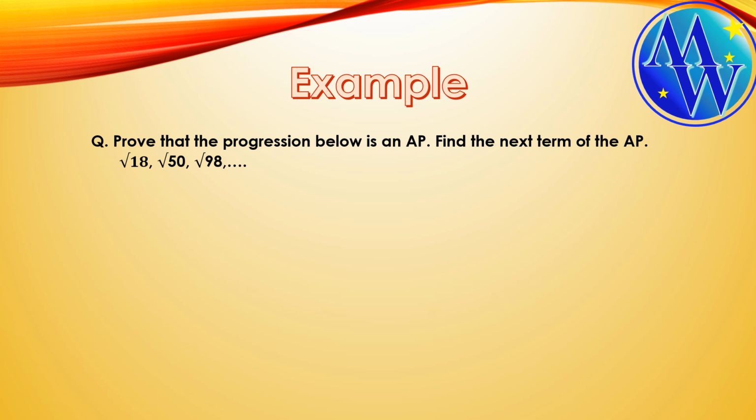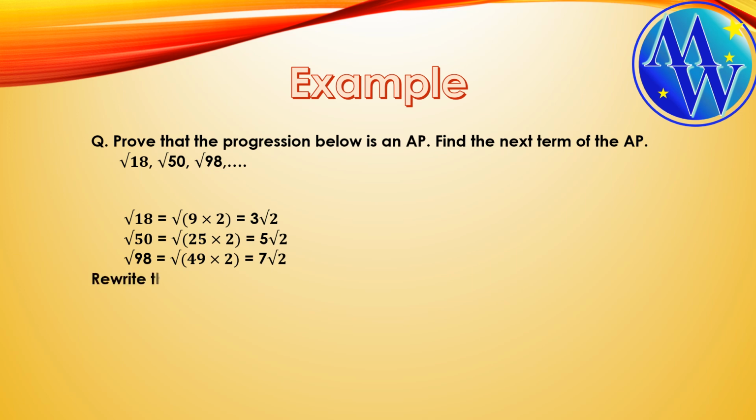But before finding this difference, we can simplify this series. Square root of 18 means square root of 9 multiplied by 2, right? So we can take 9 out of the square root and rewrite it as 3 root 2. Same way, we can rewrite 50 as 25 multiplied by 2, so take 25 outside, so it becomes 5 root 2. And 98 is 49 multiplied by 2, so we can take 49 out of the square root, so it becomes 7 root 2.